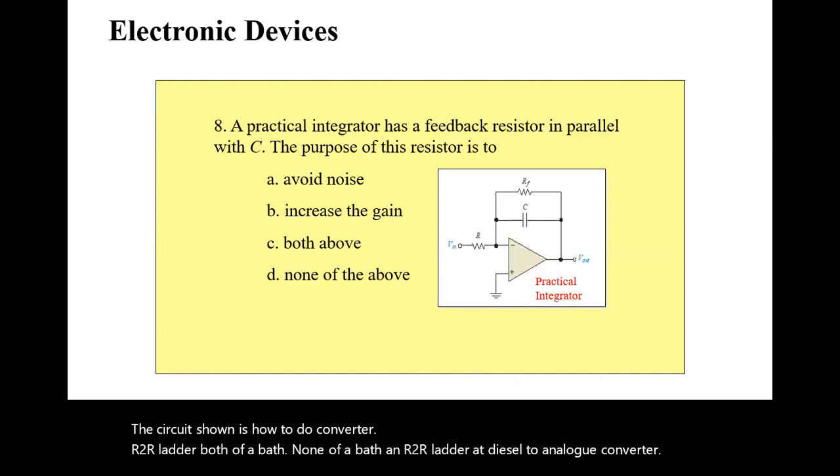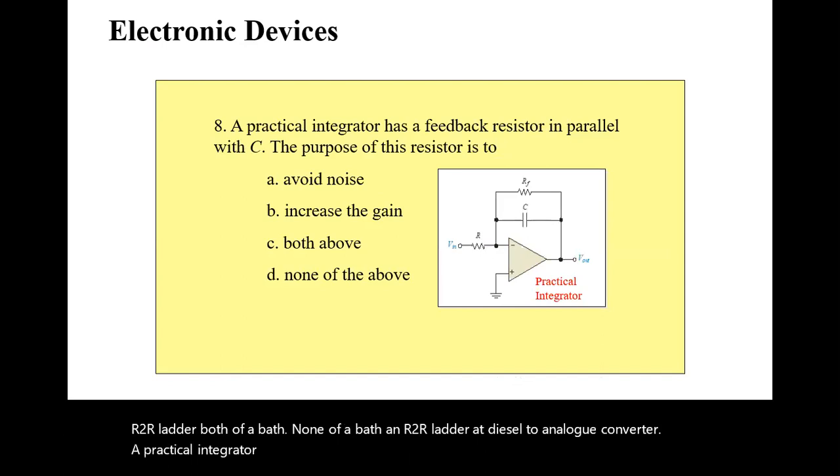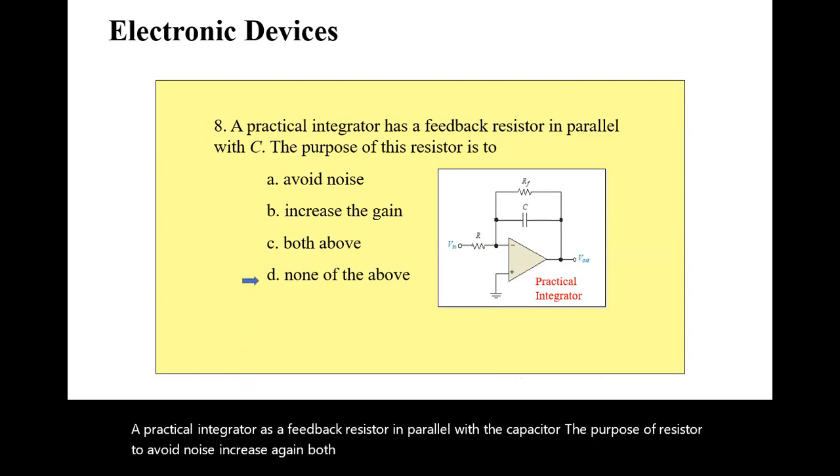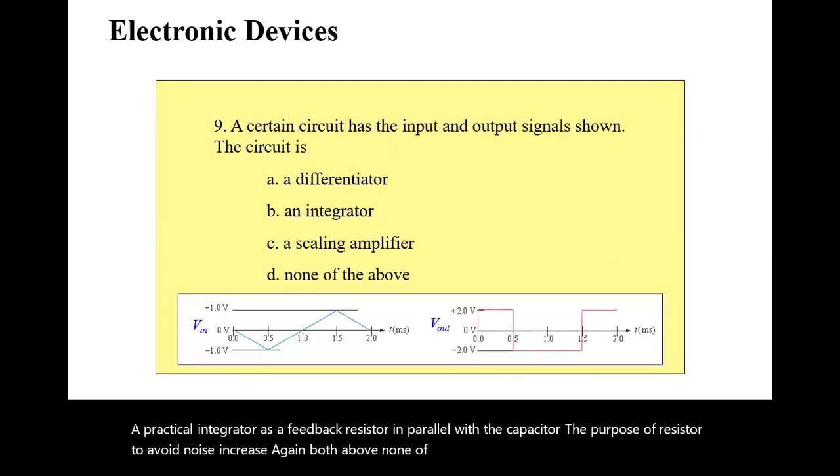A practical integrator has a feedback resistor in parallel with a capacitor. The purpose of the resistor is to avoid noise, increase the gain, both of the above, or none of the above. It is none of the above.